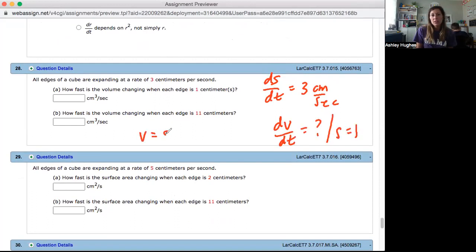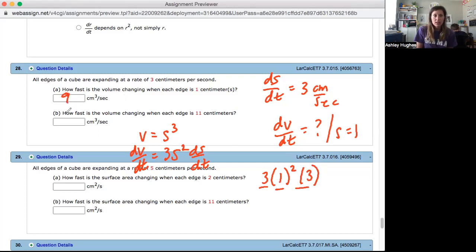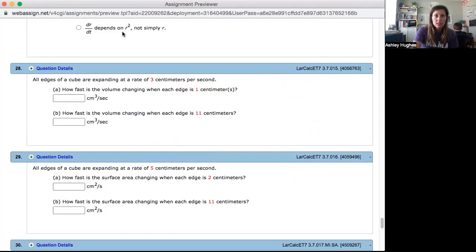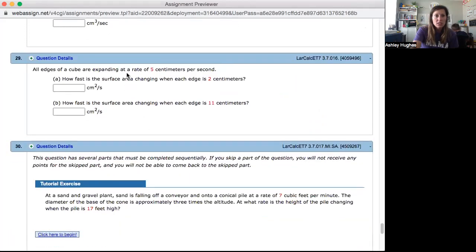So the volume of a cube is just s cubed. So taking the derivative of this, you get dV/dt as 3s squared ds/dt. dV/dt is the question mark, side length s is 1, ds/dt is 3. So 3 times 1 times 3 is 9. How fast is the volume changing when it's 11? So then you just plug in 11 here and get that answer. All edges of a cube are expanding at a rate of 5 centimeters per second. Hold on just a second.